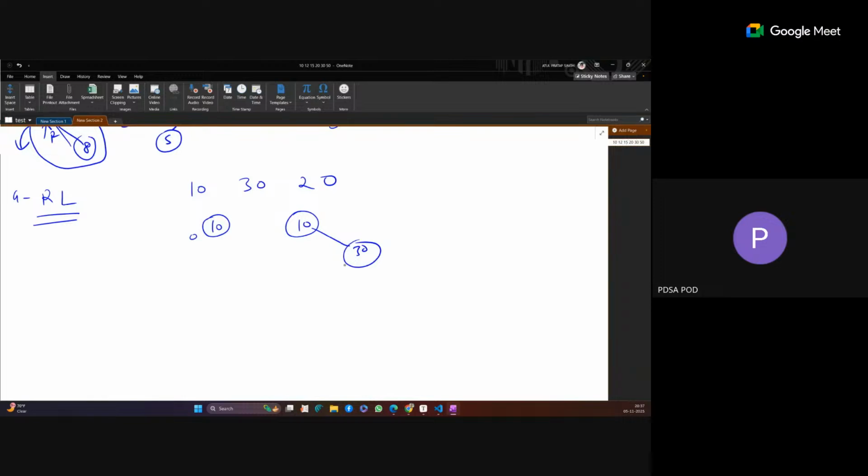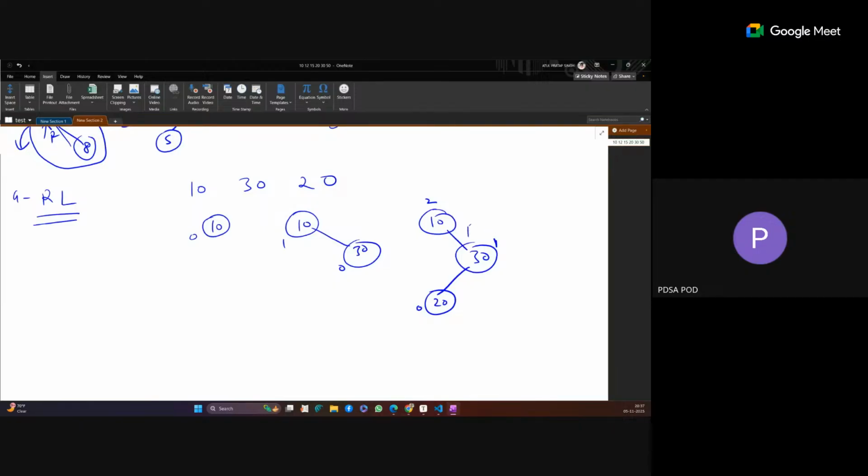Okay, so this is on the right, so 0 and 1, and then 10, 30, and then 20 will come. So 20 is greater than 10, move to right; less than 30, so move to left. 20 will be added here. So this is 0, this is 1 minus 0, 1, and this is 0 minus 2, so that is 2.